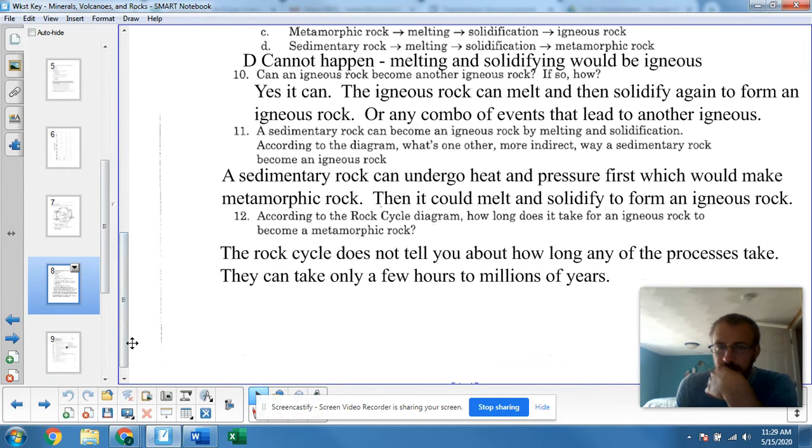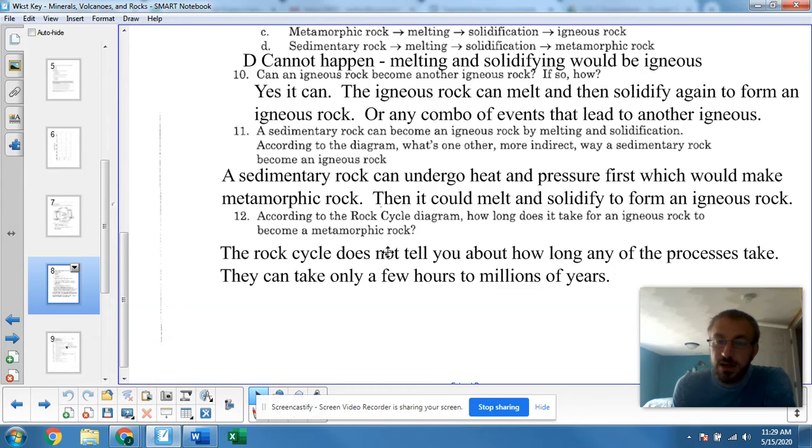Sedimentary rock. What's one other more indirect way that a sedimentary becomes an igneous? It can become a metamorphic first through heat and pressure, and then it'll melt and solidify. So it just has that extra step of becoming a metamorphic first.